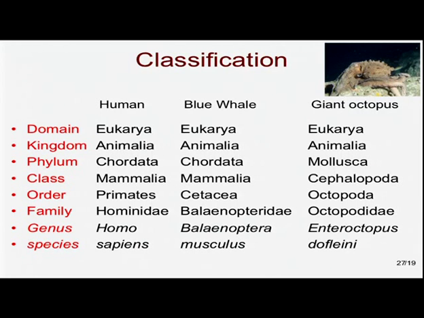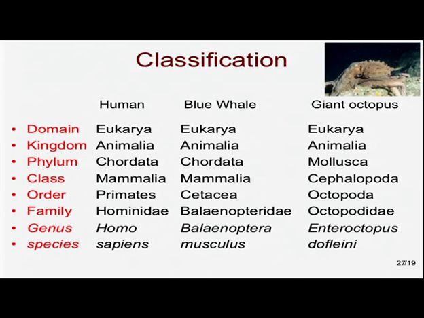So if you're looking at something, I have to give you the information. I don't expect you to memorize which order. I'd have to tell you. The human being and the blue whale are in the same class. They're both mammals. The human being and the giant octopus are in the same kingdom, Animalia.